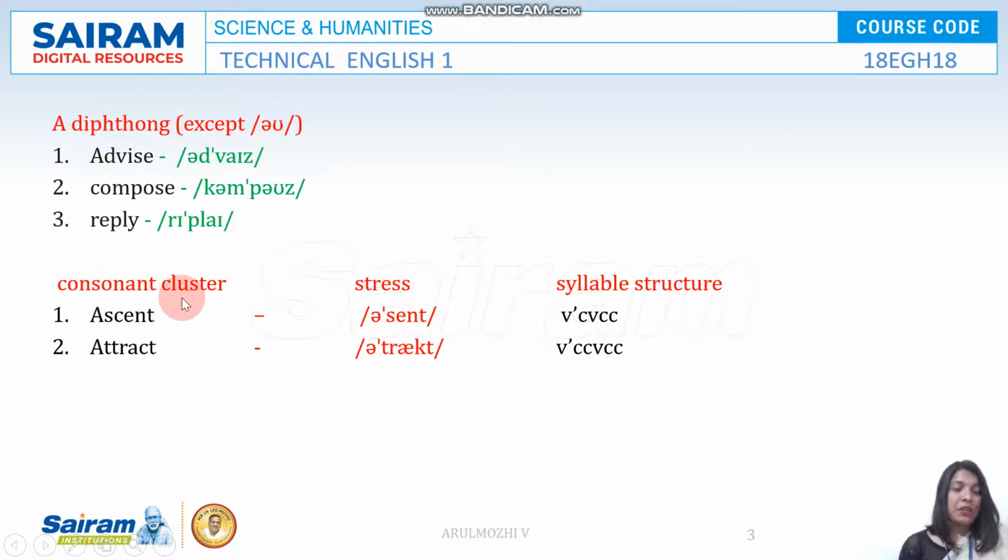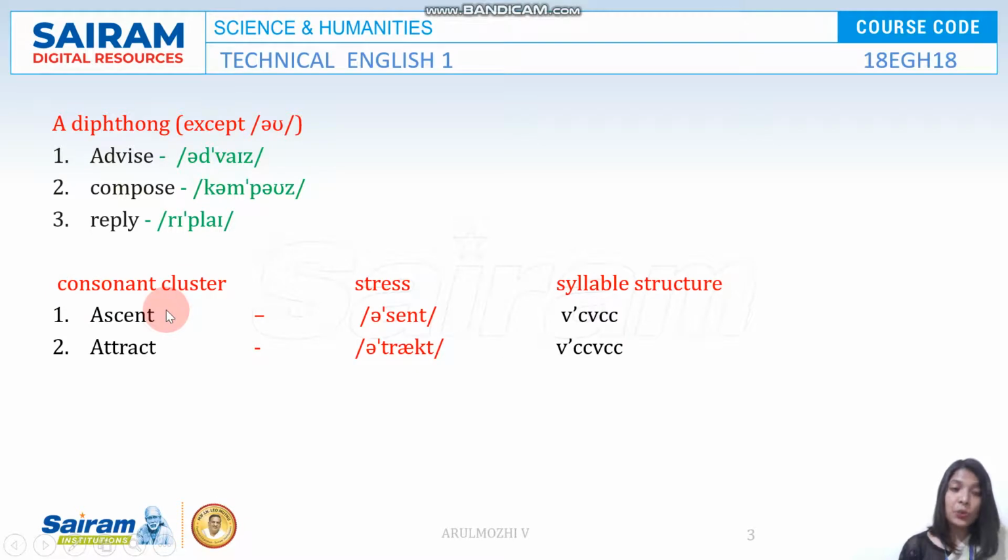Now, consonant cluster. What is a consonant cluster? I have already taught you in the class what a consonant cluster is. Look at the syllable structure here. The first sound is a vowel sound, so it is V, and the second sound is a consonant sound, so it is C. The third sound is a vowel sound, so V. Again, the next two sounds, N and T, are consonant sounds. When we have two consonant sounds one after the other, it is called a consonant cluster. When you have a consonant cluster in a single syllable, that syllable is stressed.